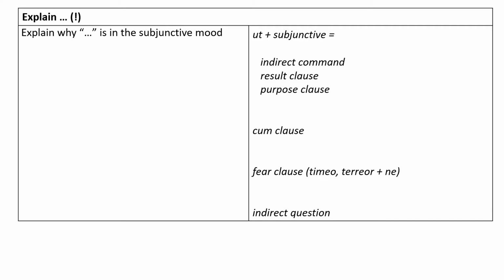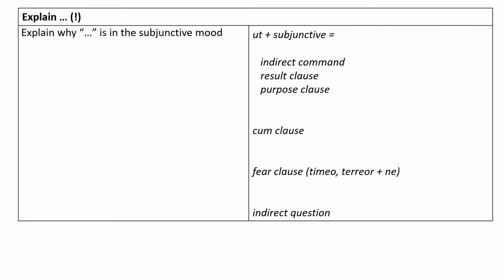It simply means which construction, which use of the subjunctive is used in this sentence. So your answer will be 1 or 2 words, because it's going to be indirect command, result clause, purpose clause, cum clause, fear clause, or indirect question. That's it. You don't need to write in a full sentence, you just give the answer. So I think the use of the word explain is ridiculous.